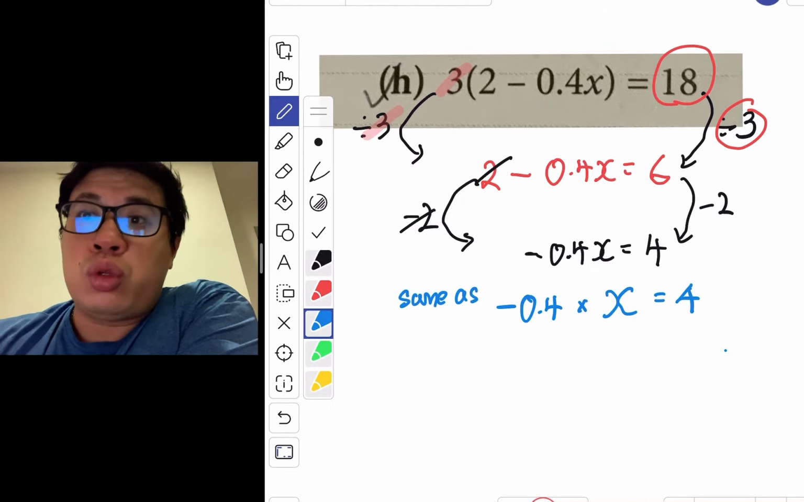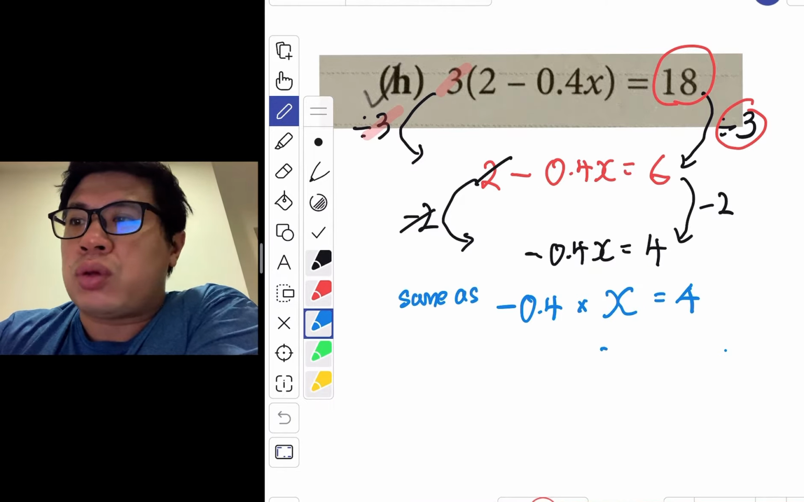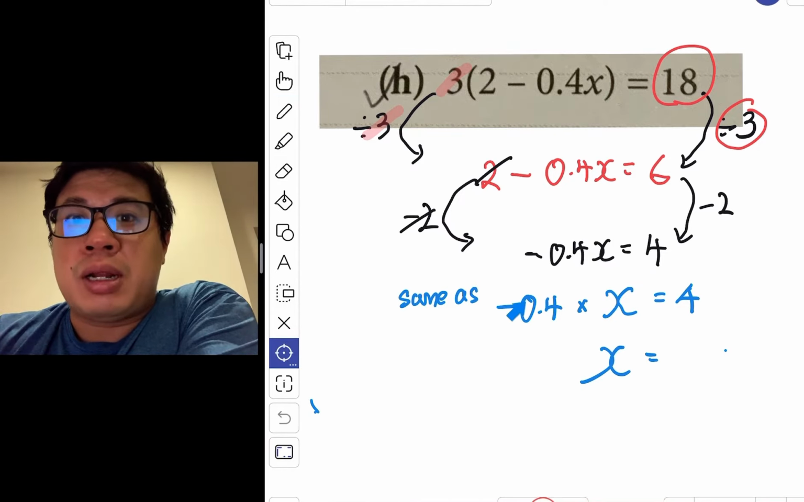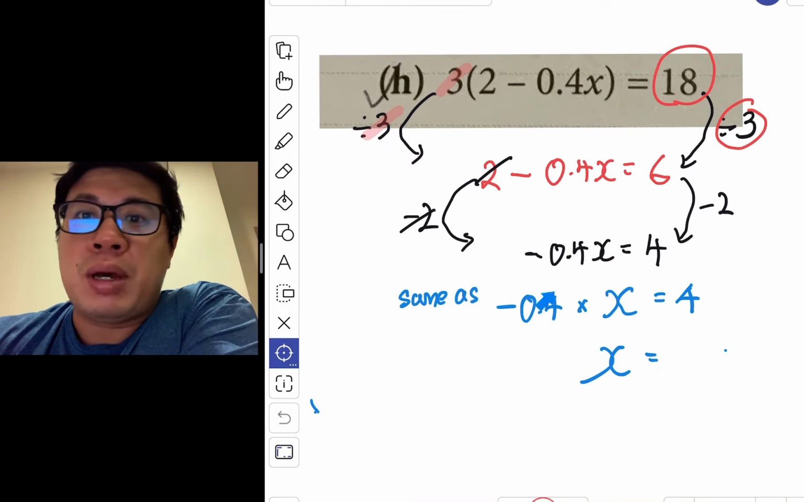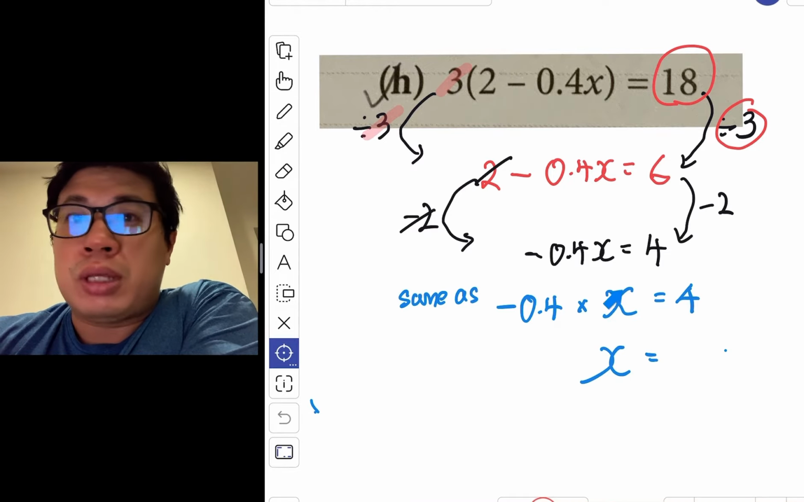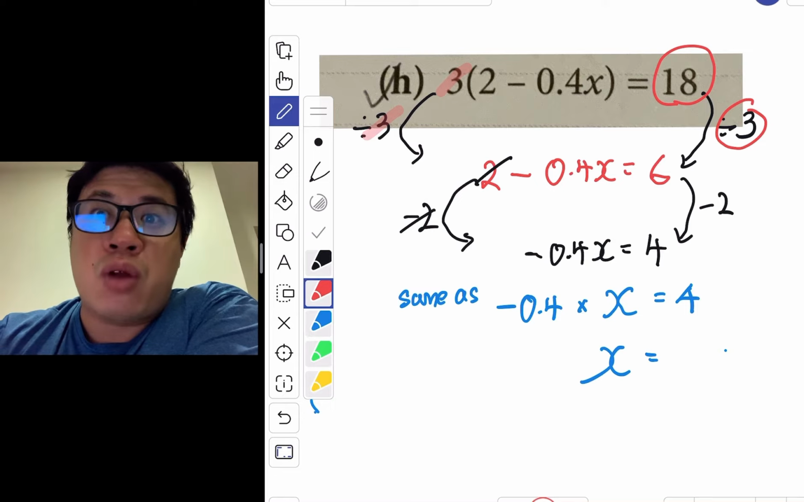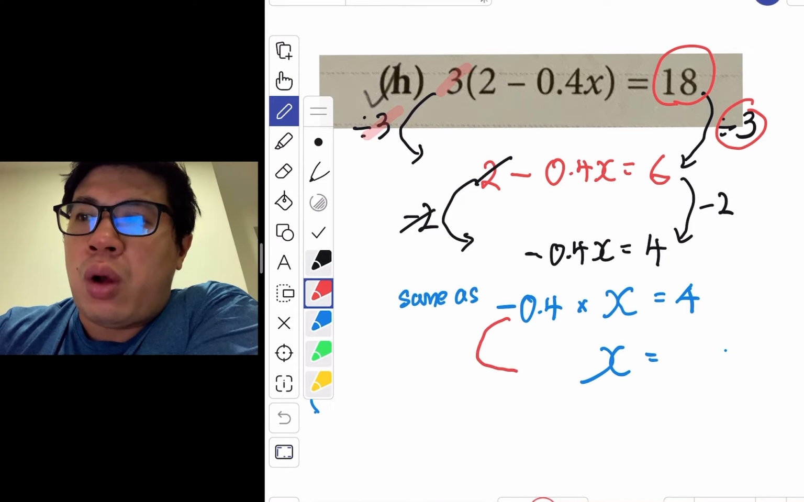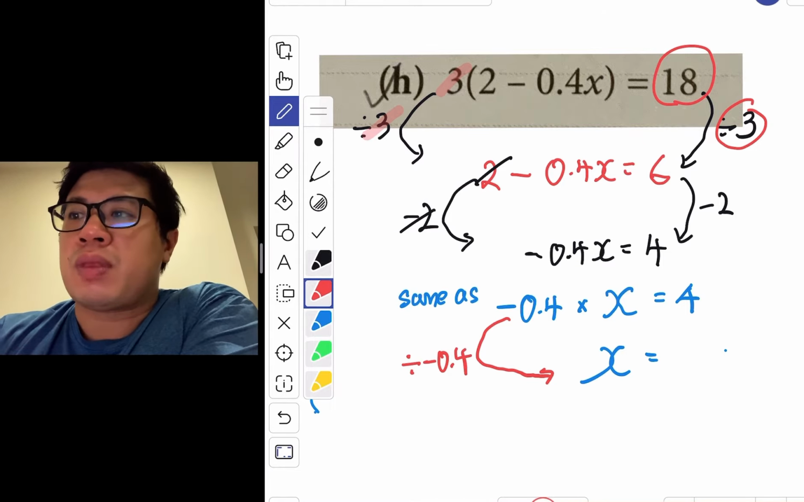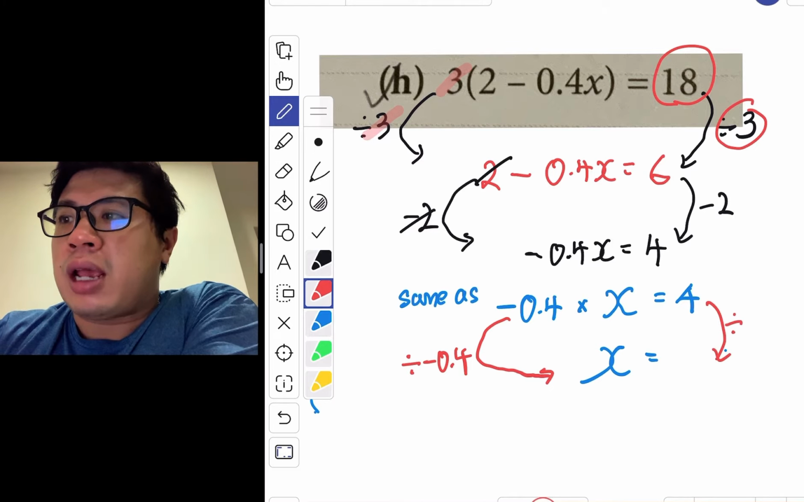Now if I want to get to the value of x, let's say I want to get x equals to something, all I need to do is to see this as just another number that is multiplied to x. It's just that in this case the number is negative. So negative 0.4 multiplied to x. In order to get rid of this, what I will do is I will divide by negative 0.4 on both sides.